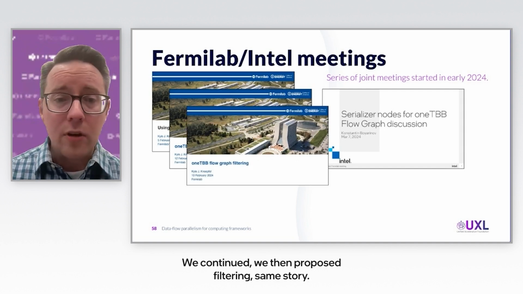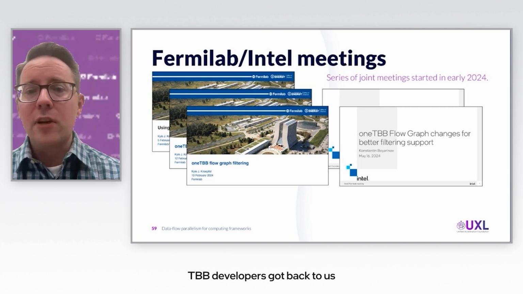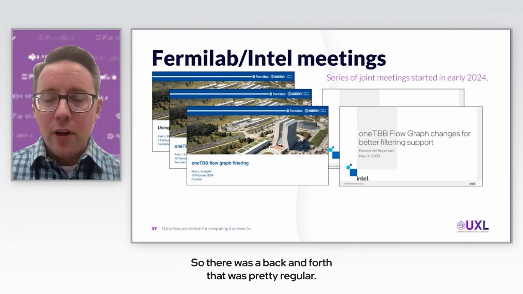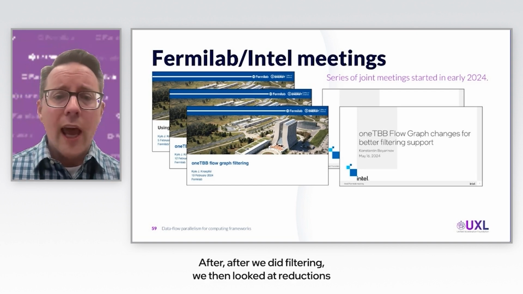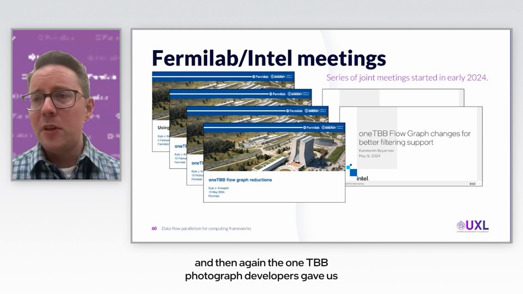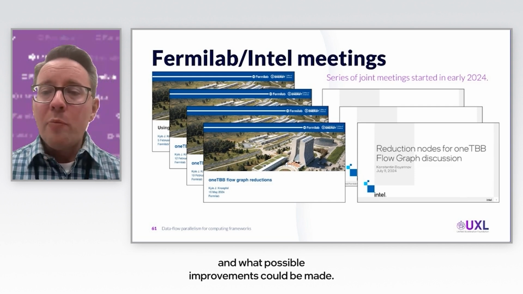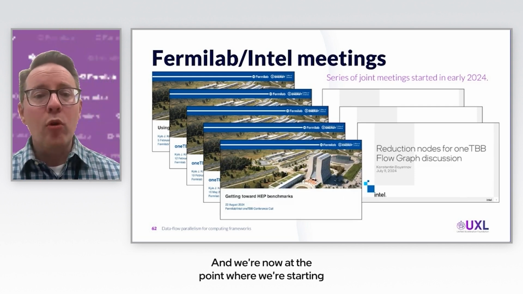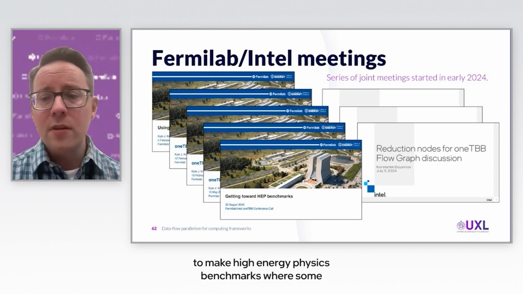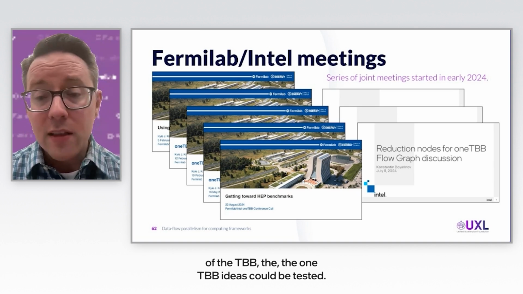So we continued. We then proposed filtering. Same story. TBB developers got back to us and said, well, maybe we could try it this way. So there was a back and forth that was pretty regular. After we did filtering, we then looked at reductions. And then again, the oneTBB flow graph developers gave us their analysis of what we had done and what possible improvements could be made. And we're now at the point where we're starting to make high energy physics benchmarks where some of the oneTBB ideas could be tested.